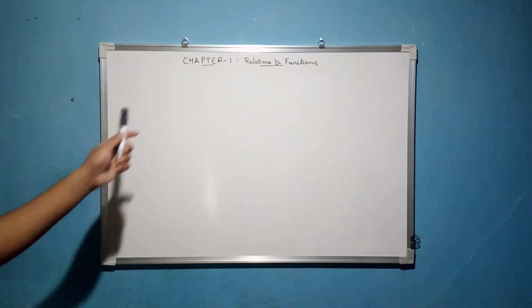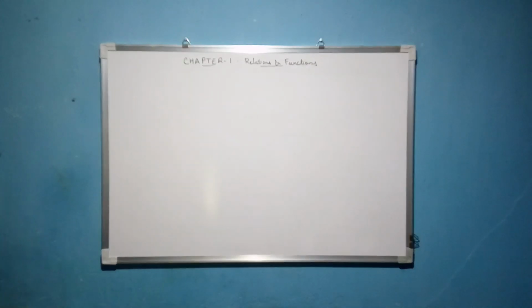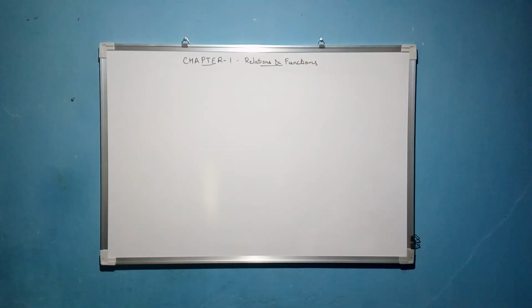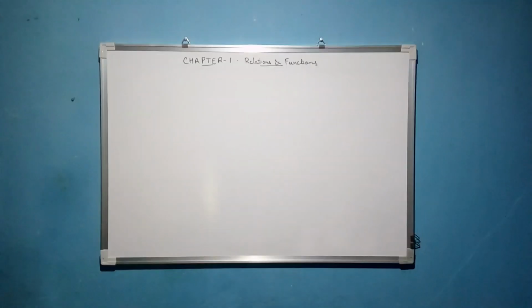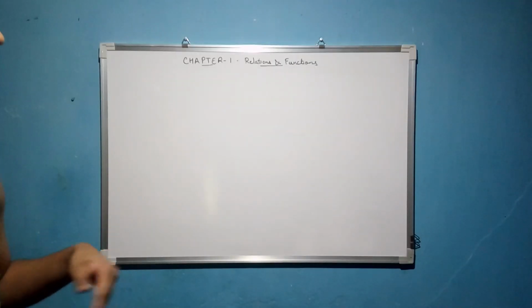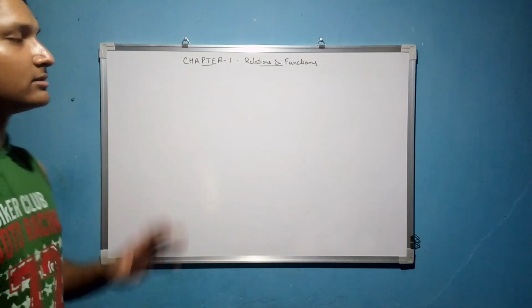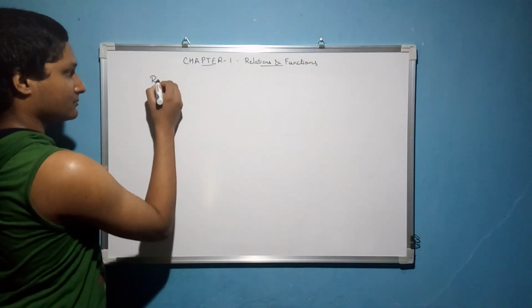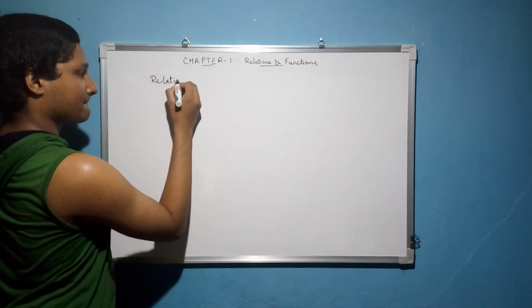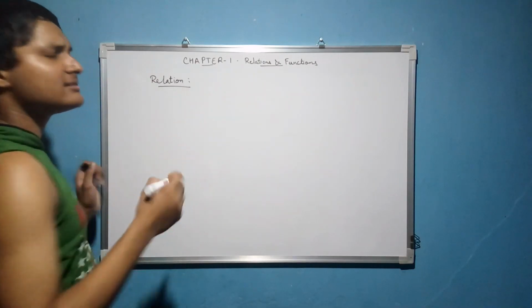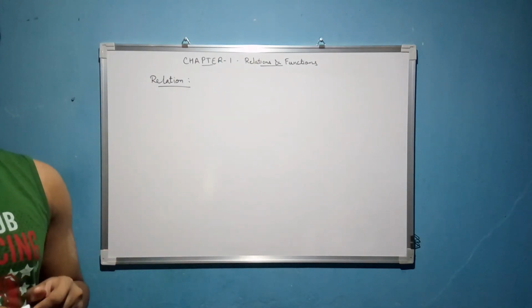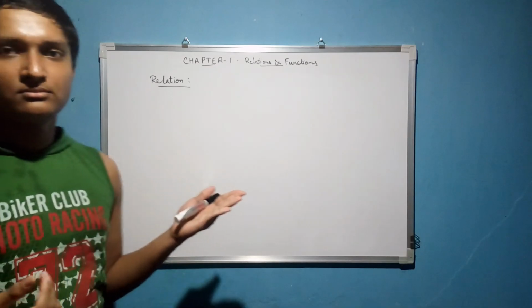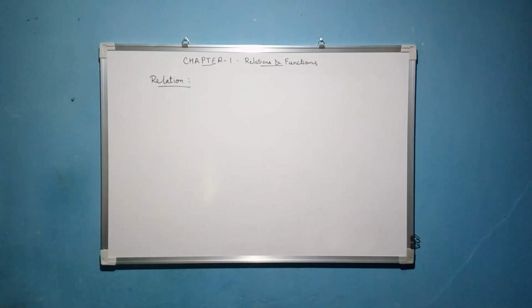Today we are going to learn the first chapter of class 12 mathematics, that is relations and functions. In class 11 you have already learned about relations and functions. So here we need to add some more of our knowledge in this chapter, that's it. So what is a relation? A relation is just a subset of A cross A. That's what we have learned in class 11.